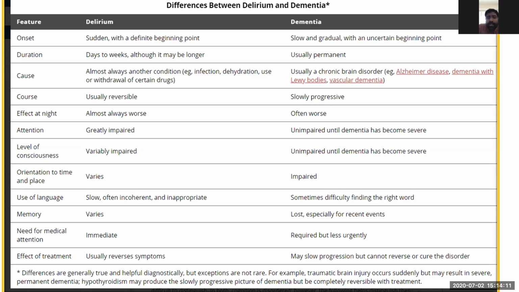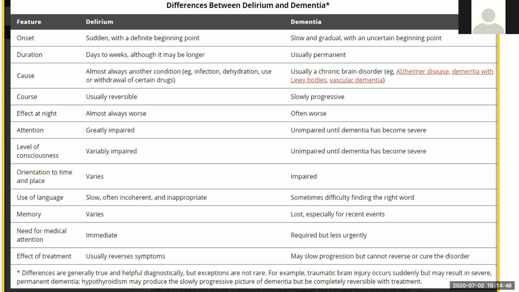Sundowning effect. Exactly, that's what it is. The sundowning effect, where all the symptoms are worse towards the evening. So that is usually seen, and sometimes it is difficult to differentiate between delirium and dementia in sundowning effect. Attention and cognition are more impaired in delirium. And sometimes there is disorientation to time and place in both scenarios.